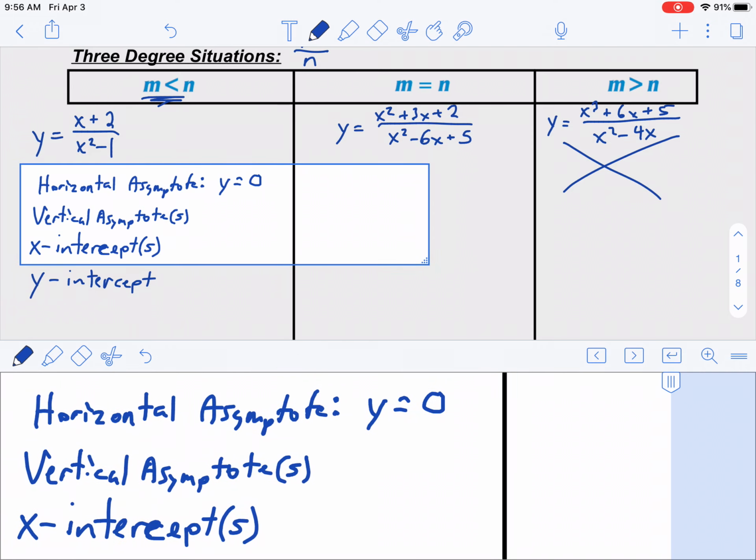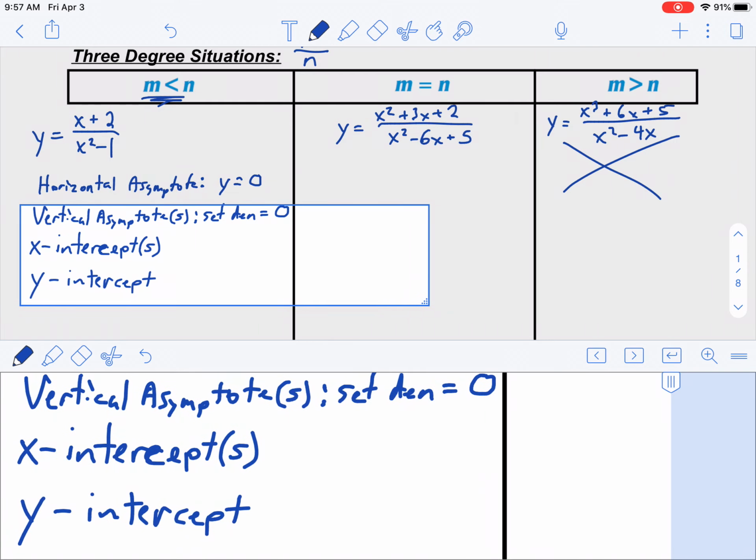Our vertical asymptotes, that is any value of x that makes the denominator equal to 0. So we're going to set the denominator equal to 0 and solve it. Sometimes we'll have 1, sometimes we'll have 2, sometimes we could have 3. Whatever your degree is in your denominator, that's how many vertical asymptotes you could have.